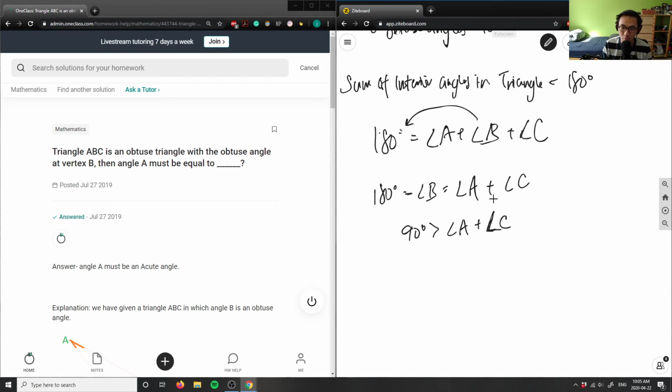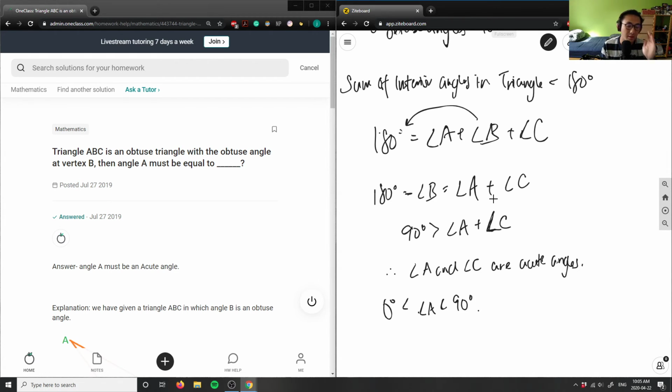Therefore, what we can conclude about this question is that angle A and angle C are both acute angles, meaning angle A has to be less than 90 degrees, or basically between 0 and 90 degrees. Let me rewrite this: between 0 and 90 degrees.